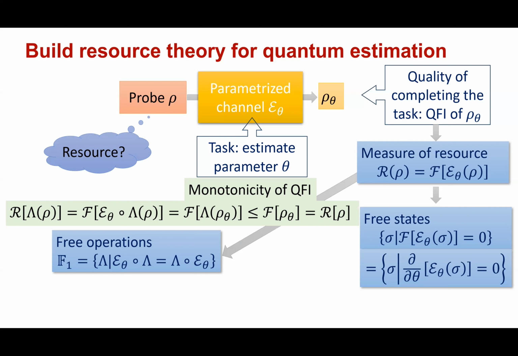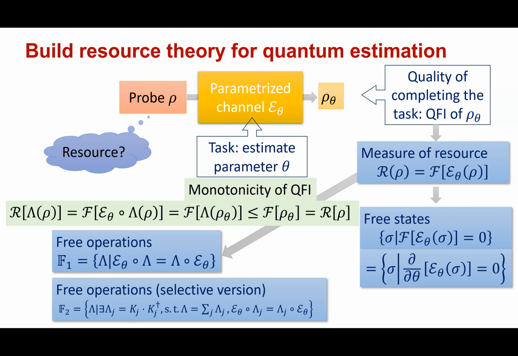If we apply this free operation to a resourceful state, the resource in lambda rho can be written as this, and using this commutable relation, we arrive at this equation, and using the monotonicity of quantum Fisher information, just the post-process cannot increase the Fisher information. We can have this. And finally, this Fisher information of rho theta is just the resource in rho. So the resource is monotonic under this set of free operations.